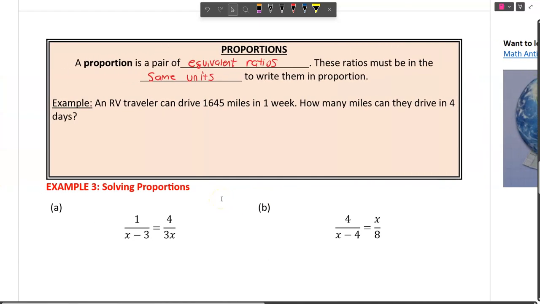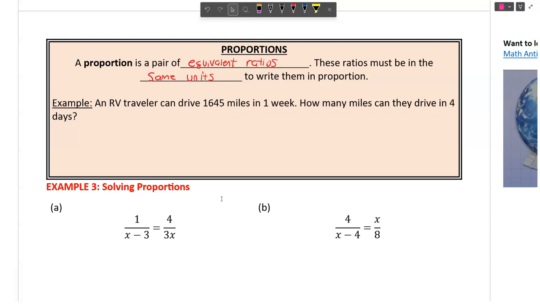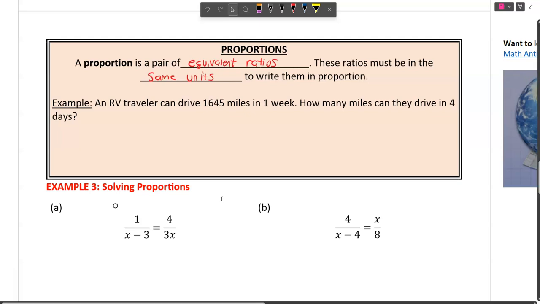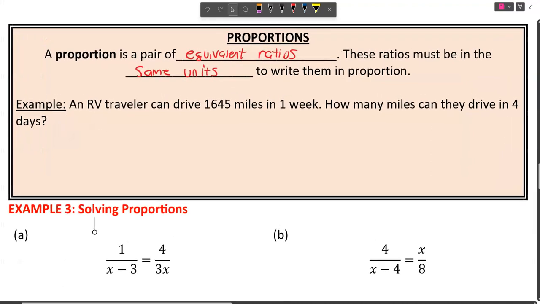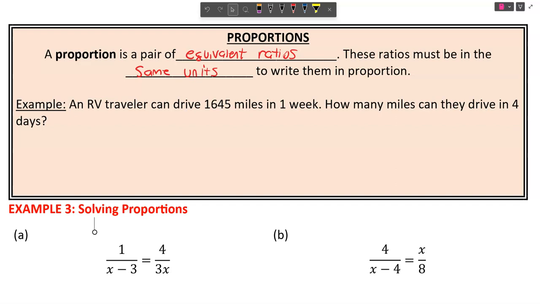So a proportion is a pair of equivalent ratios. And what we need to add to that is that these ratios must be in the same units in order to write them in proportion. The main goal of proportions is, of course, to find a missing quantity, something we don't know, but we have a ratio that we can set it equivalent to.